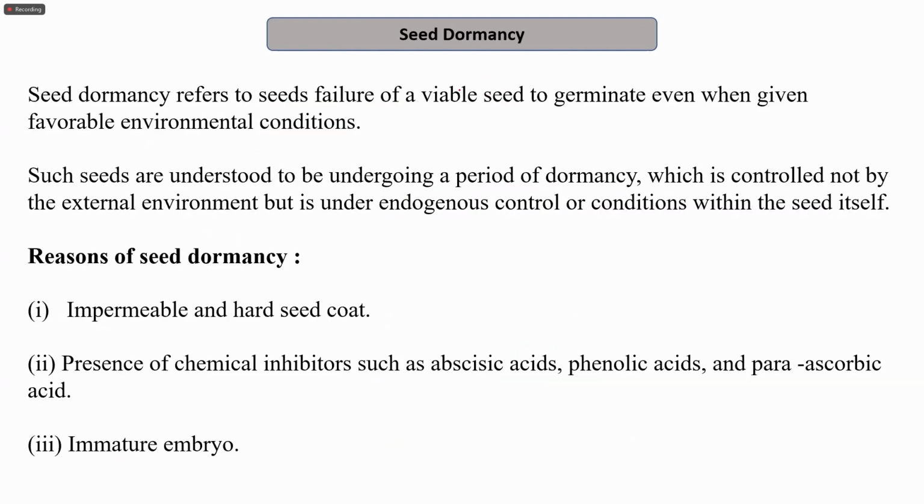The next topic is seed dormancy. So seed dormancy refers to the failure of a viable seed to germinate even when there are favorable environmental conditions. There is dormancy when the seeds undergo dormancy due to unfavorable conditions, but as favorable conditions arise, they undergo germination. But there are certain situations where the seed undergoes dormancy and fails to germinate even when favorable environmental conditions are given.